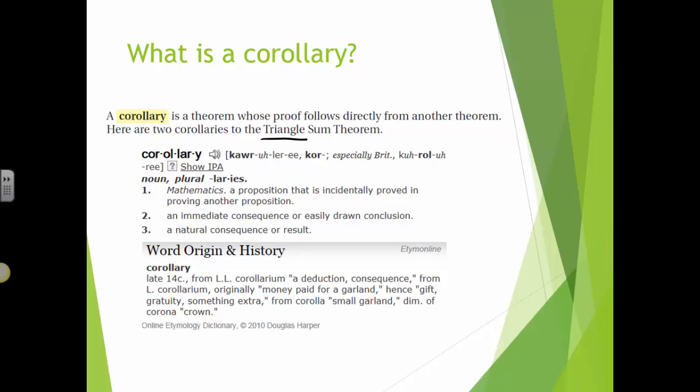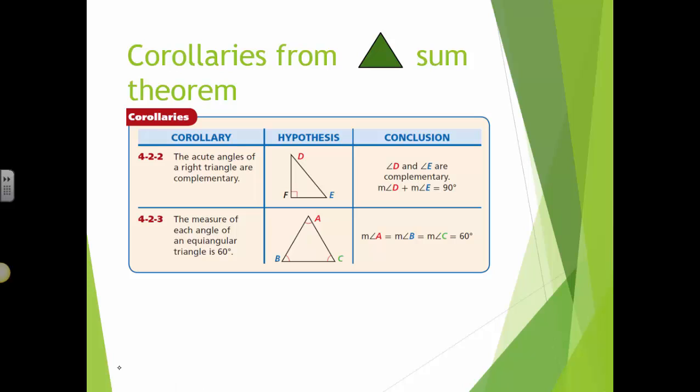So in this section, we're going to have two corollaries that are related, a direct consequence of the triangle sum theorem. So those two corollaries from the triangle sum theorem, remember the triangle sum theorem says that all the angles add up to 180. So a direct extension of the triangle sum theorem means that if you have a right triangle, the acute angles in a right triangle are complementary.